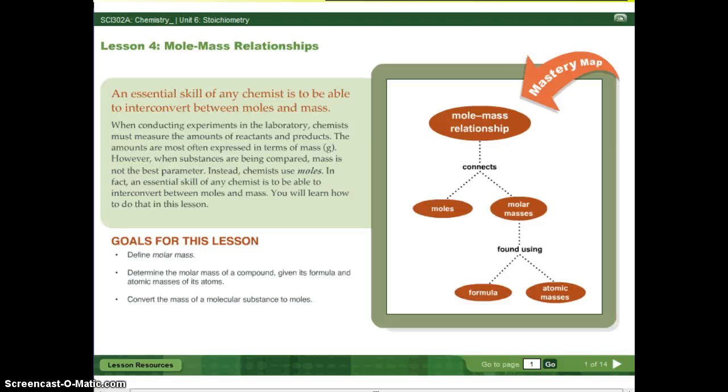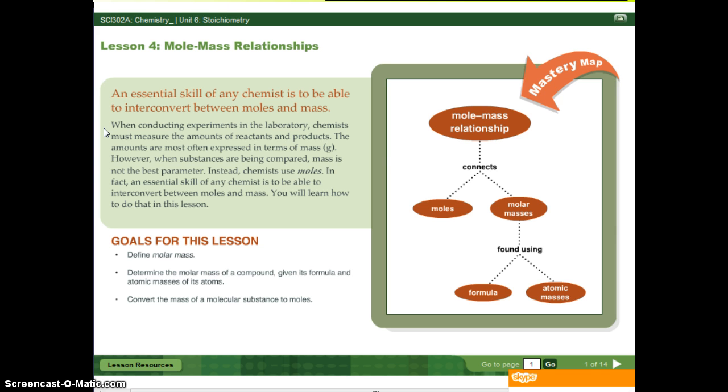This is the 6.04 mole mass relationships lesson. An essential skill of any chemist is to be able to interconvert between moles and mass. In other words, change something from moles into how much mass it has. When conducting experiments in the laboratory, chemists must measure the amounts of reactants and products.